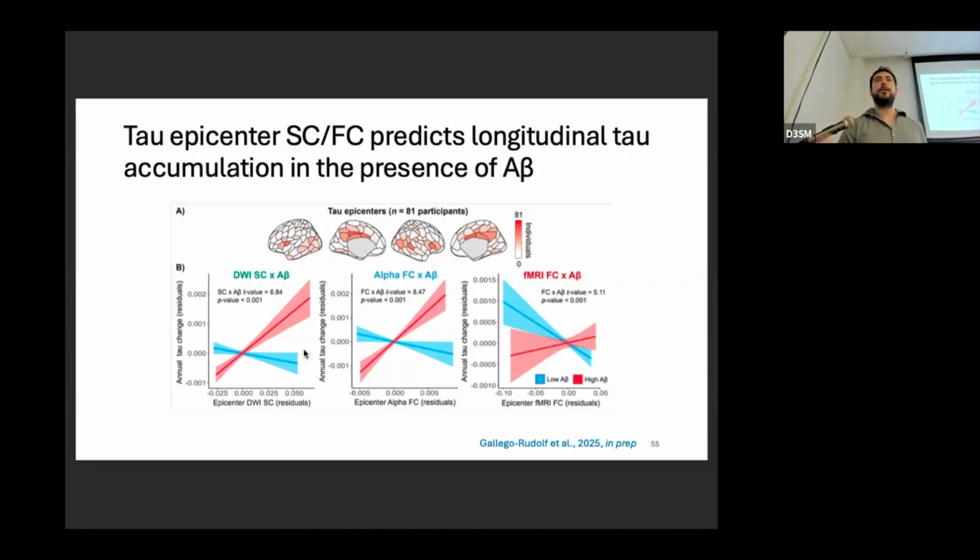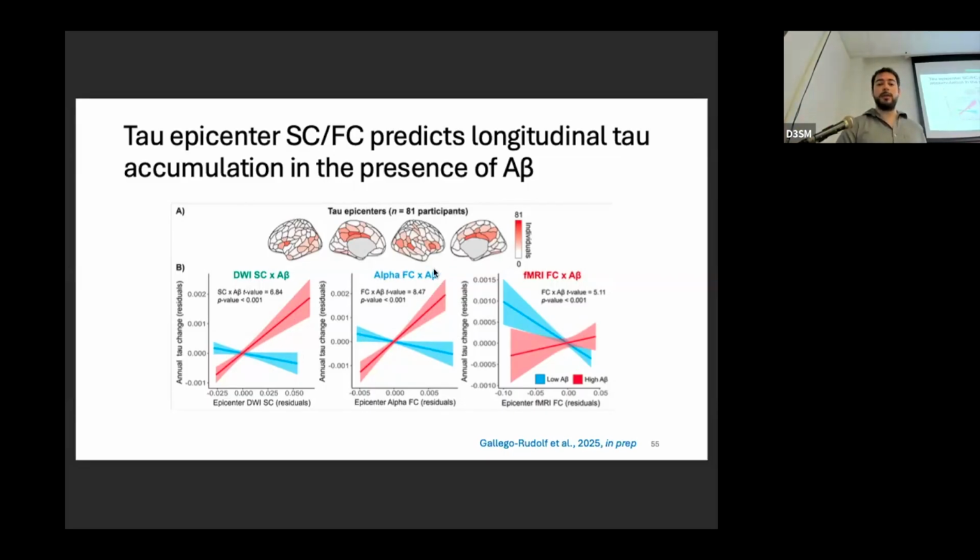So again, in the models, we also used continuous values for amyloid deposition and longitudinal tau accumulation. And just to show the interaction effect, I'm splitting the participants based on the top quartile of participants that had higher levels of amyloid versus the rest of the participants. And we see very clearly in this plot that it is the participants who have high amyloid, the ones that are showing this association between strength of connectivity and longitudinal tau accumulation.